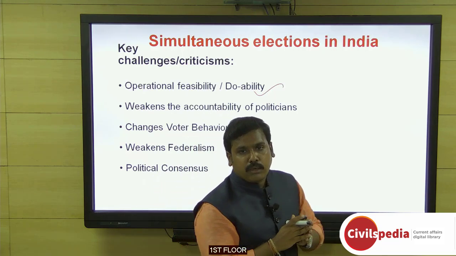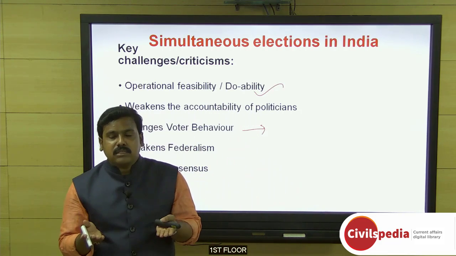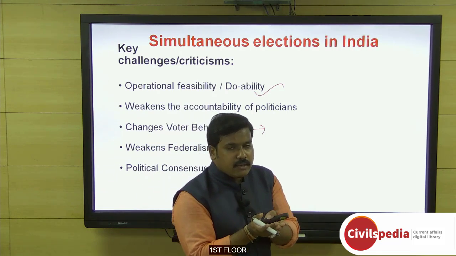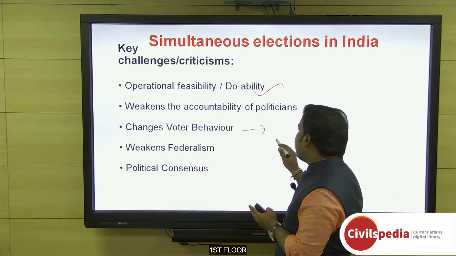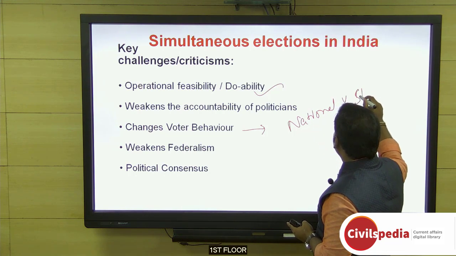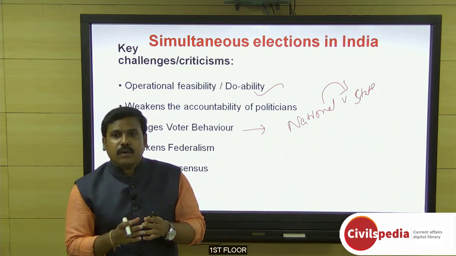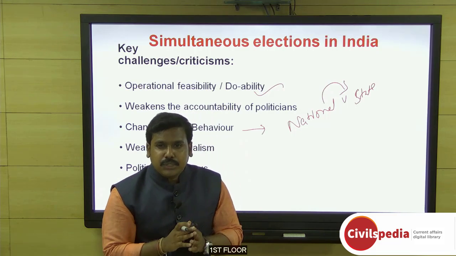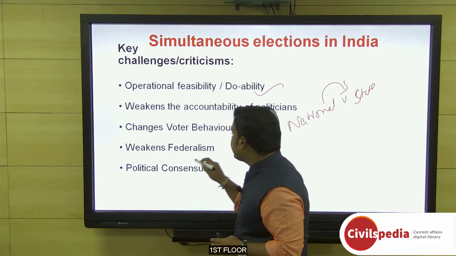Third thing is about changes in voter behavior. Recent data shows that there is a change in voter behavior. When the elections are held simultaneously, the voter chooses one particular party's candidate both in the center as well as the state. So indirectly it affects things. If there is a national as well as a state issue, the national issue gets priority over the state. Anything within the state gets subdued because of the overriding national issue.